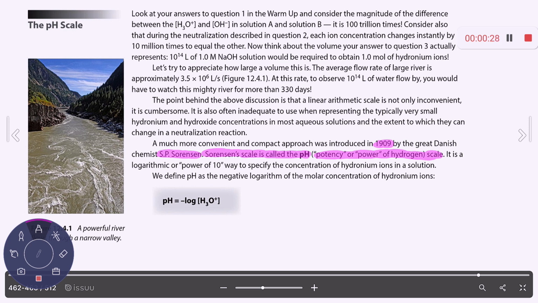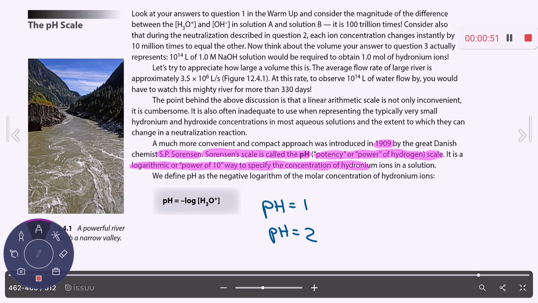It's a log scale. That means if I'm looking at a pH of 1 versus a pH of 2 or 3 or 4, every pH value difference is a power of 10 in terms of the concentration of the hydronium ions. And they tell you that right here.